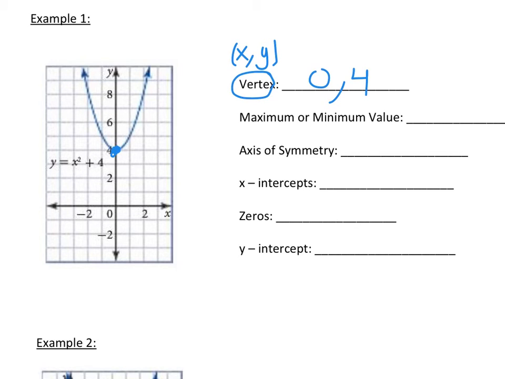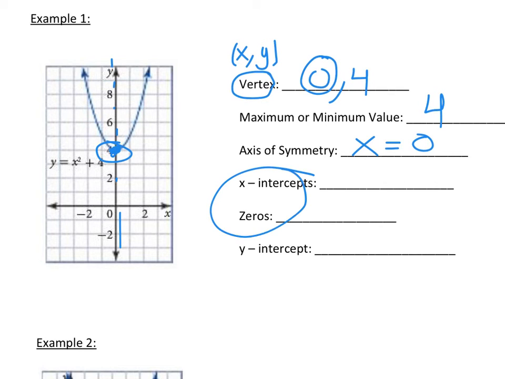Now, does this parabola have a maximum or minimum? In order to determine that, you're going to look at your vertex. Now, is that vertex the highest point on this parabola or the lowest point? That's right, it's the lowest point. And where does that lowest point occur at? What y value? 4. The axis of symmetry is simply the x value from my vertex. It's the line that cuts my parabola in half.